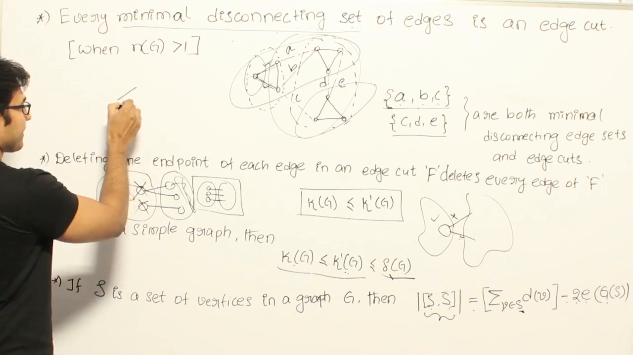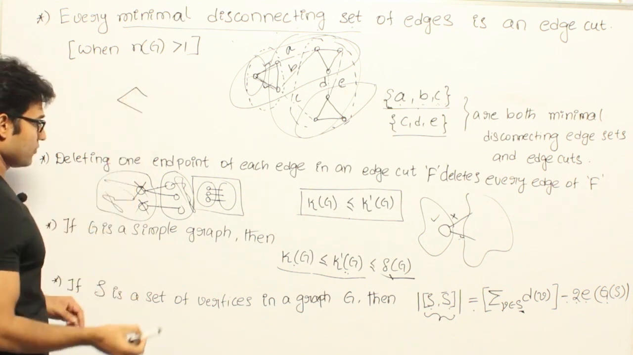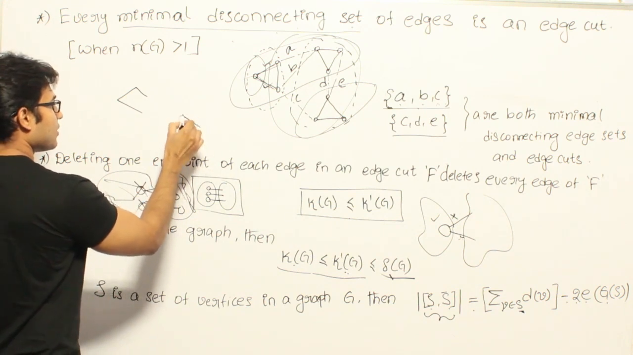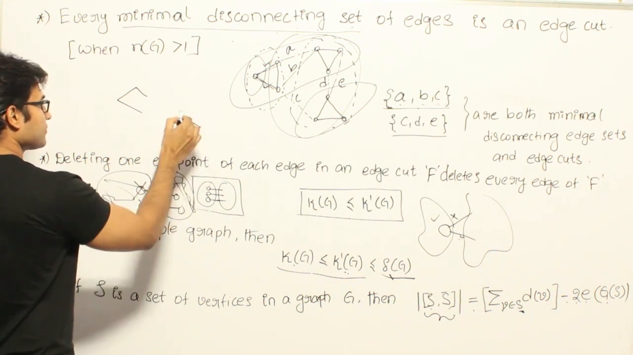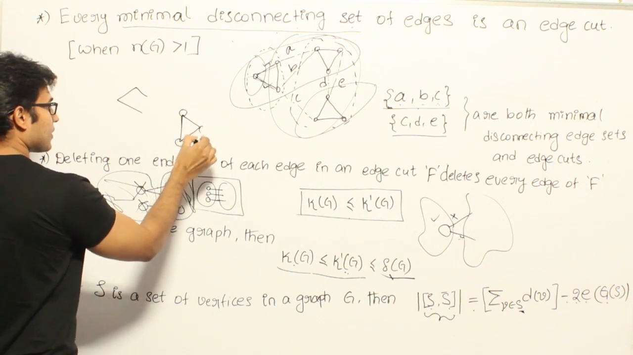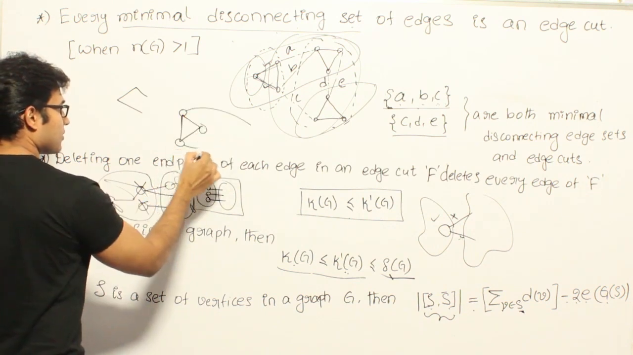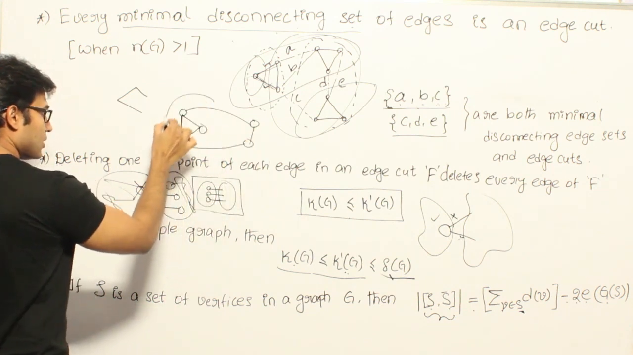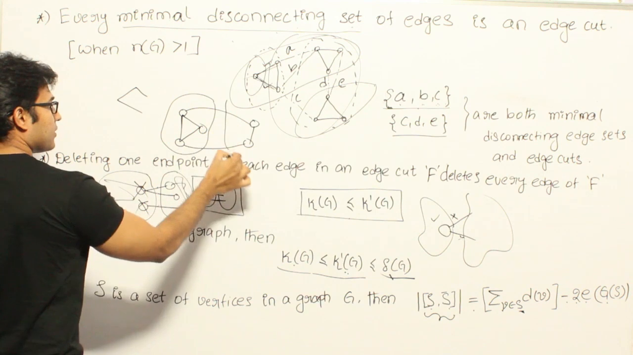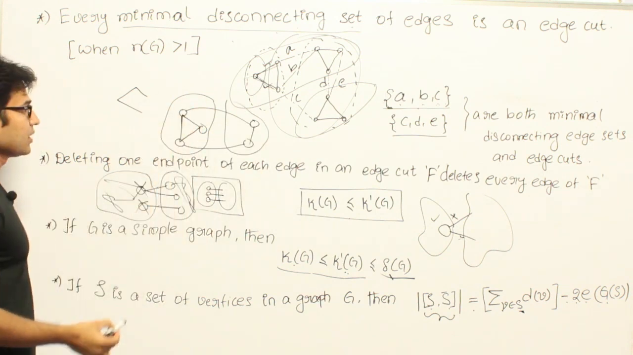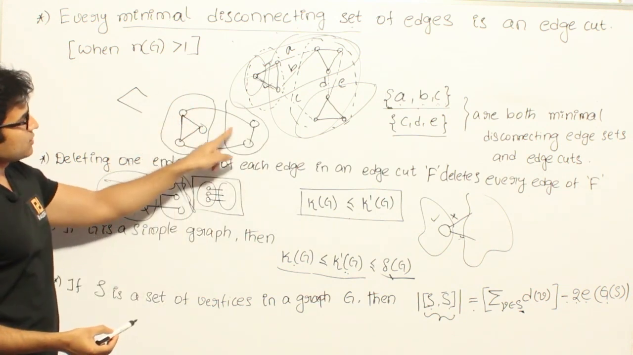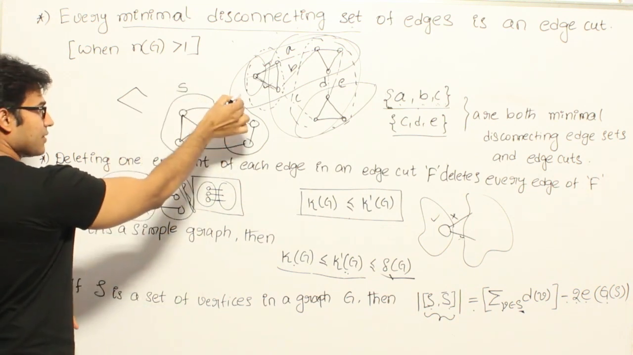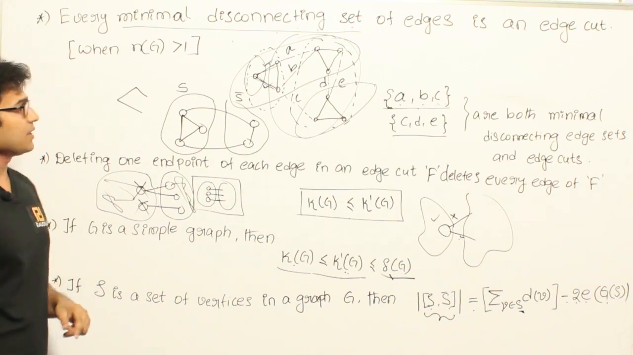Let us say you have a graph. Let us say, I'll just take this one. You have a graph like this. Something like this, and now this is the edge cut you got, right? I am able to partition the vertices of the graph into two sets in such a way that one side there is S and other side there is S dash, right?